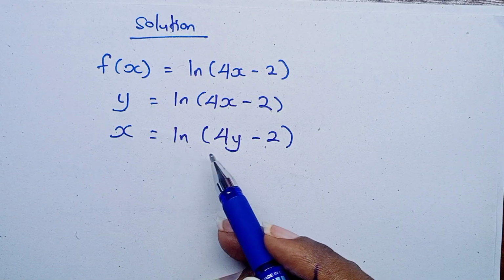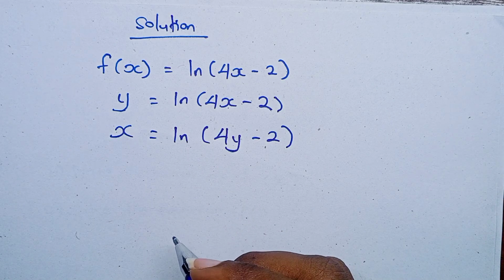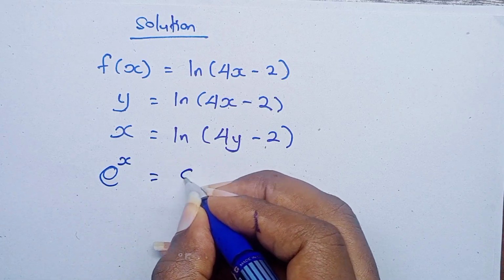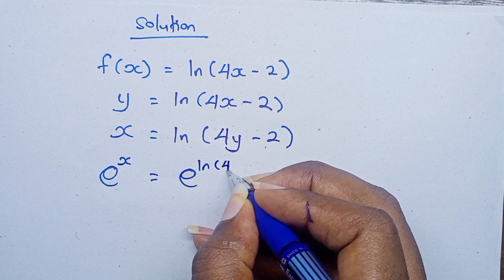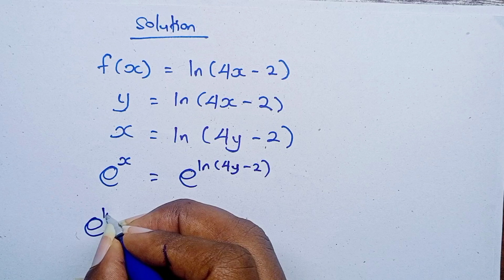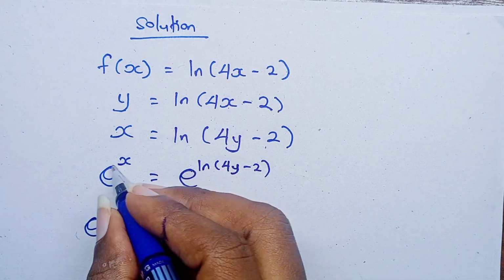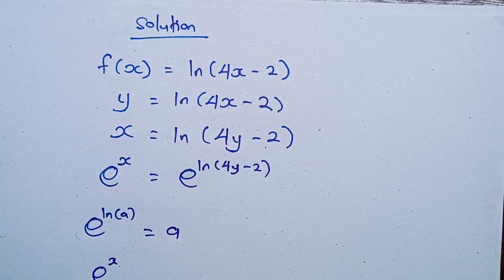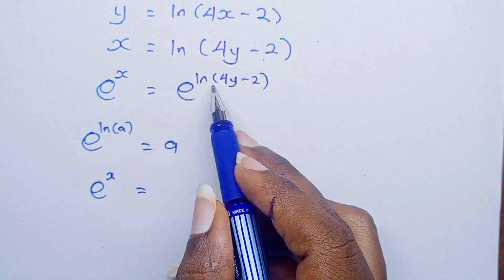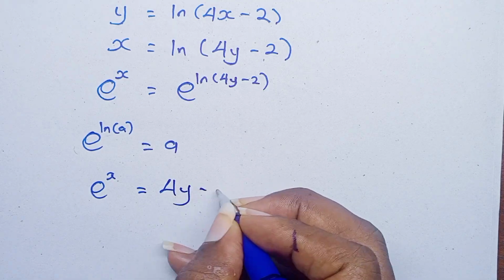To remove the natural logarithm, we're going to apply the exponential function e on both sides of the equation. So we shall have e power x equals e power natural log of 4y minus 2. Now we know that e power natural log of a is equal to a. So e power x will be equal to 4y minus 2.